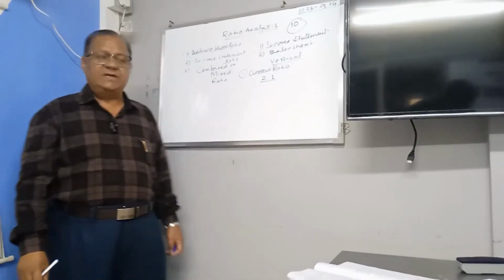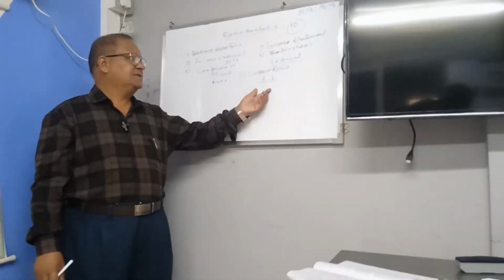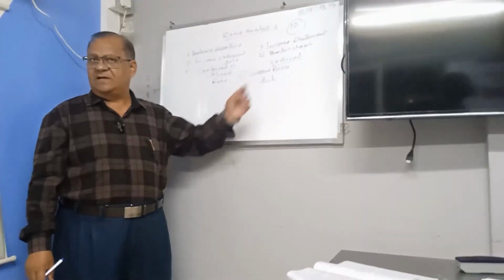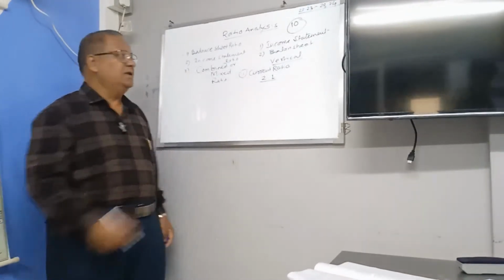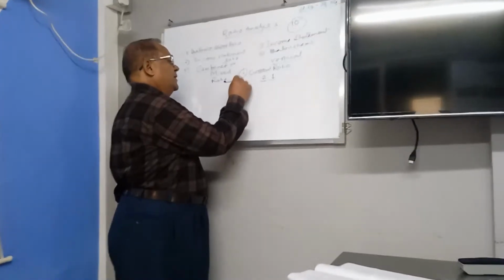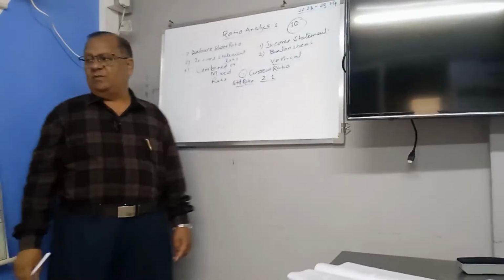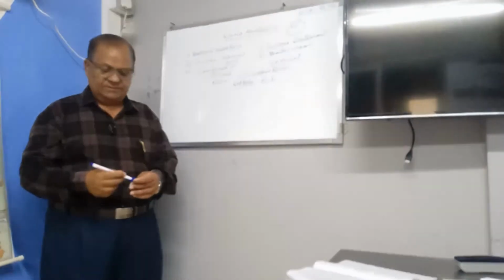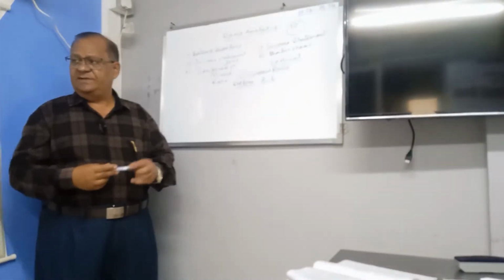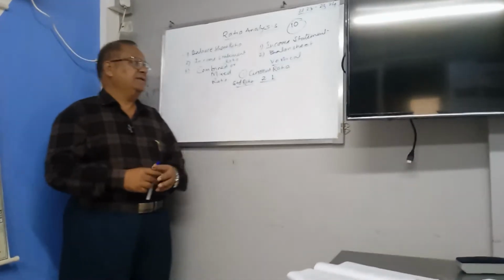So as compared to the current ratio, always you can state it like this. Current ratio is 2:1. It is called standard ratio. 2:1 is the standard ratio. Got it? Then another thing is there, we'll see.